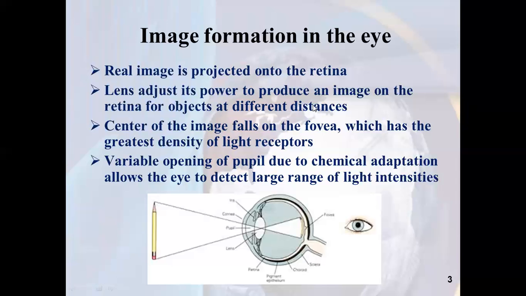So we have two control systems. The first is the lens, to adjust for the object if it is far or near us, in order to allow the image of the object to fall on the fovea. And the other is to adjust the opening of the pupil, according to chemical adaptation, according to the light intensity.